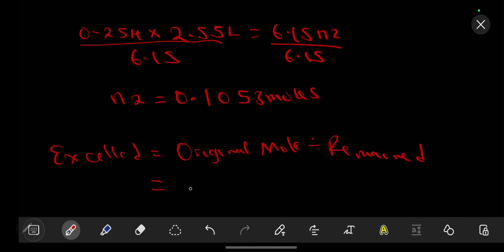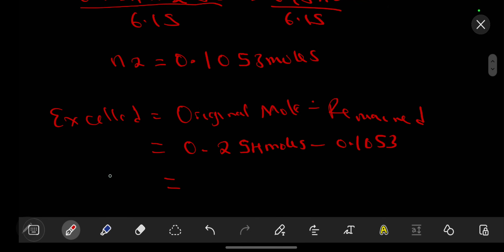So our original was 0.254 moles minus 0.1053. If rounded to three significant figures, we are going to say the exhaled air, you will find that how much did he release? It is actually equal to 0.149 moles.